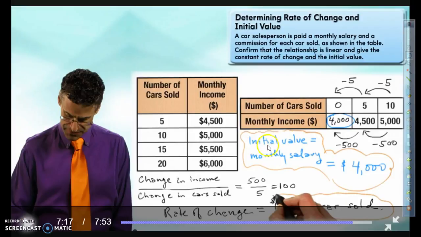All right, now don't forget that this initial value is called the y-intercept. When x is 0, y has a certain value. When x is 0, y in this case is 4,000. So this is the y-intercept. The initial value is also called the y-intercept.